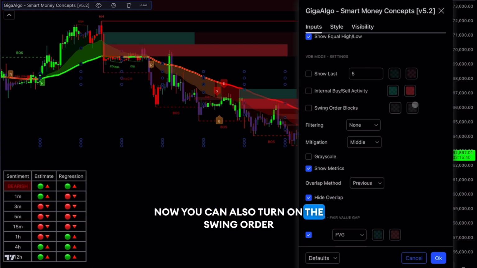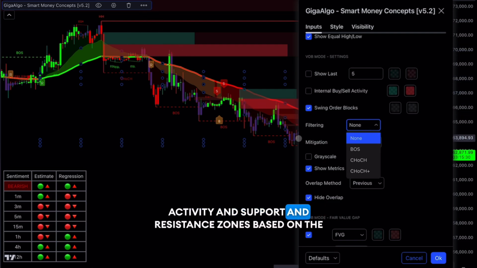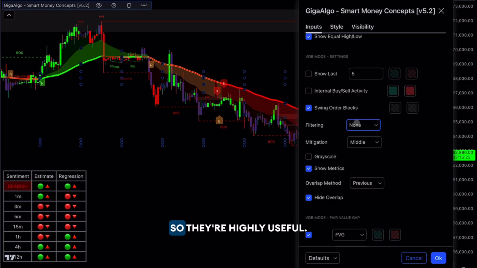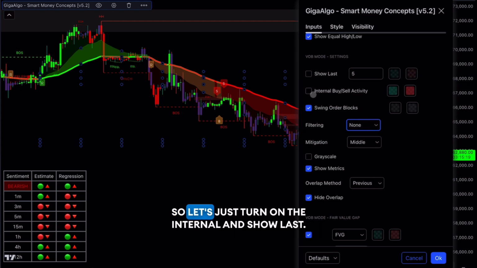You can also turn on the swing order blocks. And you can filter the buy and sell activity and support and resistance zones based on the break of structure and change of character. So they are highly useful. You can play around with it. So let's just turn on the internal and show last.